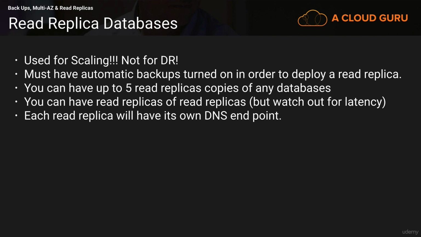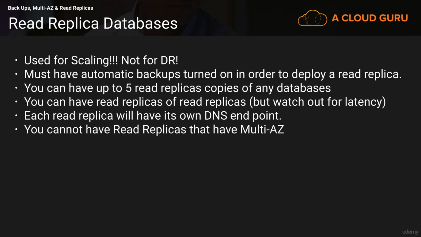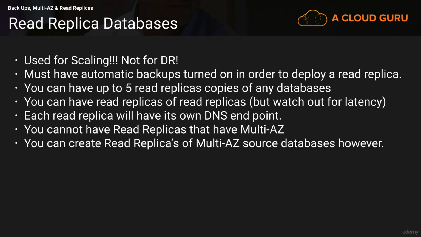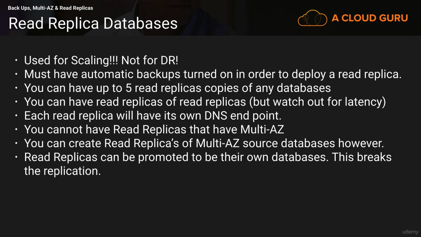Now each read replica is going to have its own DNS endpoint, and you cannot have read replicas that have multiple availability zones turned on at this stage. So if I create a read replica, that's not going to be a multi-AZ copy. It's not going to be 2 copies of the read replica. It's always just going to be a single read replica, and it's going to be based in whatever availability zone you choose. You can create read replicas of multi-AZ source databases, however, and by that I simply mean if you've got multi-AZ turned on in your production environment, and then you want to create a read replica of your source database, you can definitely do that.